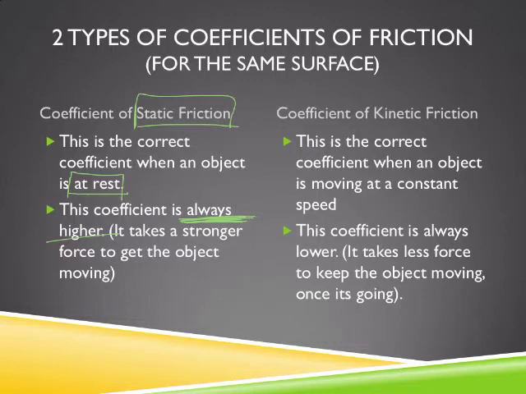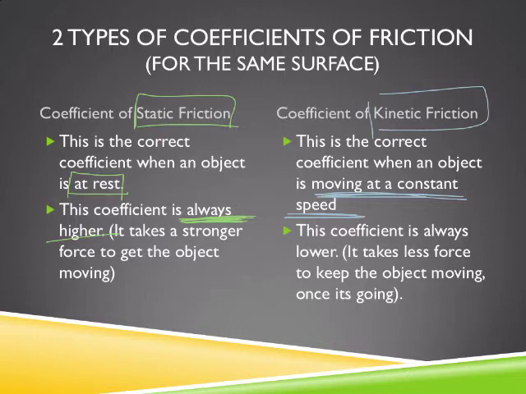And then we have the coefficient of kinetic friction. This is when we have an object moving at a constant speed. Or also when we get back into Newton's second law and working with acceleration, that would also be the coefficient of kinetic friction. That's just because once you get the object moving, it's easier to keep it moving. You've probably even noticed this if you've tried to push something that's really heavy. It's hard to get it going, but once you have it moving, it gets a little easier.